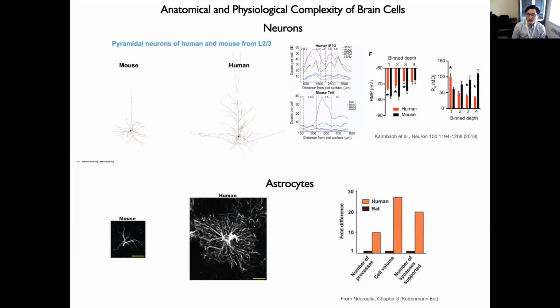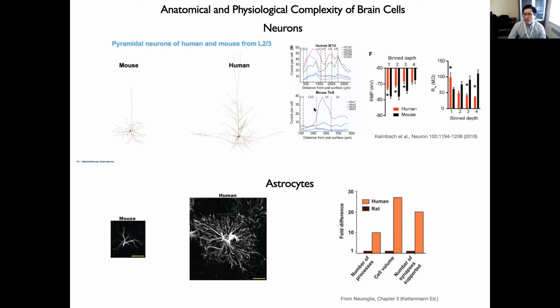And so, I just pulled up a couple of examples here of how there are some very fundamental differences between cells in our brain and those in other species, for example, in rodents. On the top here is just an example of a layer 2-3 neuron in mouse and in human. And this is taken from a paper in Neuron a few years ago. And as you can see here, just looking at these layer 2-3 neurons, there are some really interesting differences in terms of the size of the cells, how they elaborate and grow, and how they interconnect.